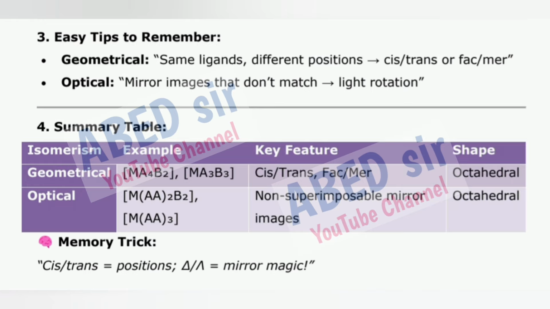4. Summary table. Isomerism, example, key feature, shape. Geometrical, MA4B2, cis trans, FAC MER, octahedral. Optical, M(AA)3, non-superimposable mirror images, octahedral. Memory trick: cis trans is equal to positions, delta lambda is equal to mirror magic.